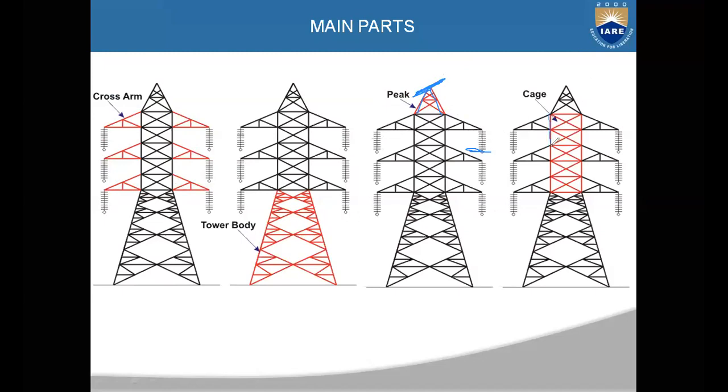And this middle part is called the case body, right? For this case body, your cross arms will be generally bolted here. These are the main parts of your transmission tower.